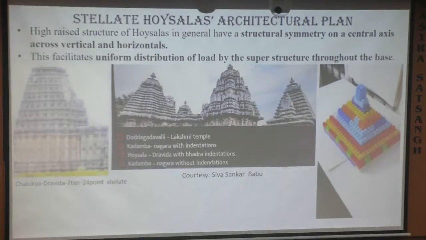I think I can see that symmetry is there. Here you see you have different types of Dravida, Kadamba style and everything. But one thing is very clear, there is horizontal symmetry as well as vertical symmetry. Here also, this is a Chalukya Dravida 724-point stellate. Everywhere that symmetry is maintained from top to bottom, which means the loading becomes uniform. If it is imbalanced, then there is always a problem.